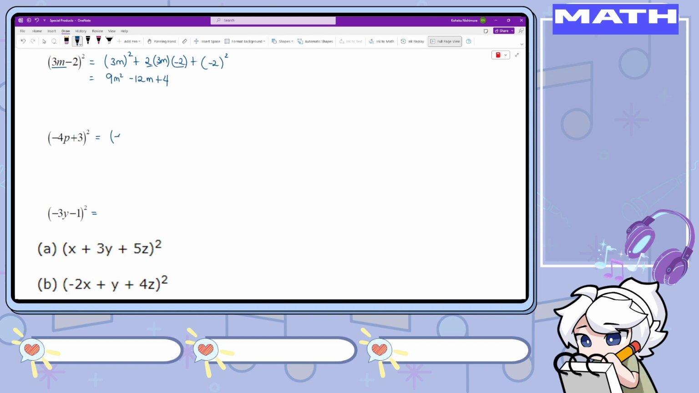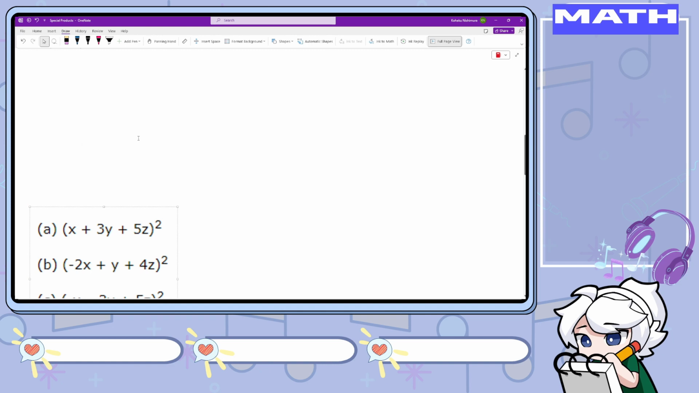Thus, let's square the first term, negative 4p, and then we add 2 multiplied by the first term times the second term, and then we square the last term. Now let's check. Negative 4 squared is positive 16, p squared. 2 times negative 4 is negative 8, times 3 is negative 24, and then we maintain p, and then we square the last term, being 9.